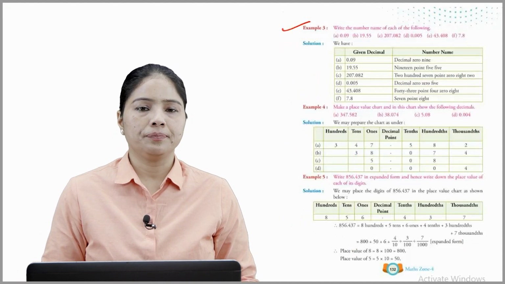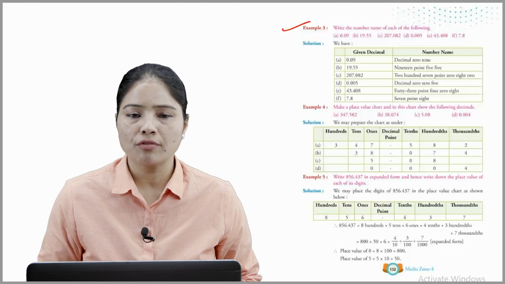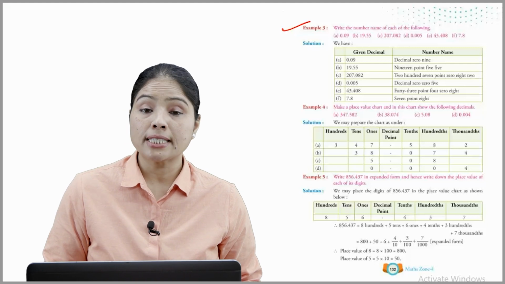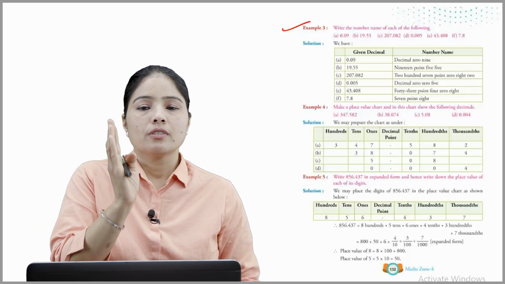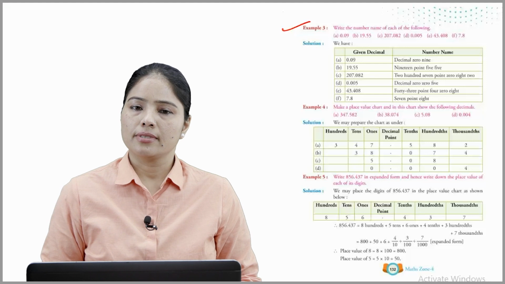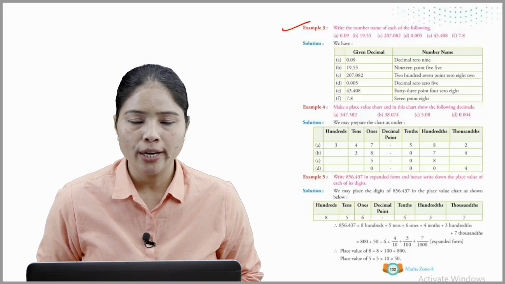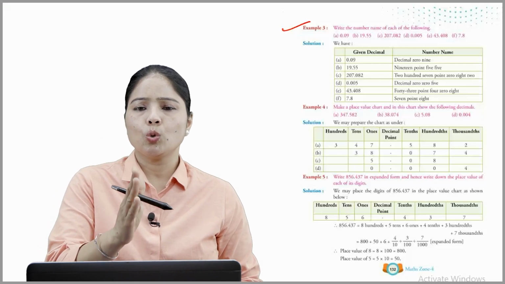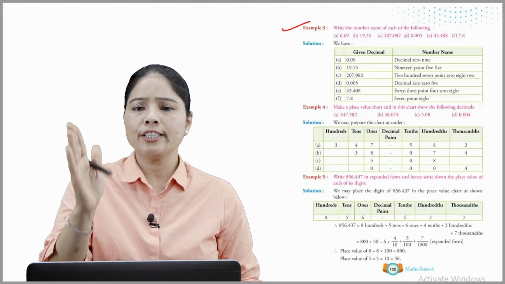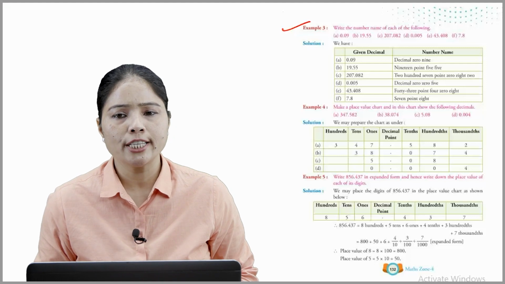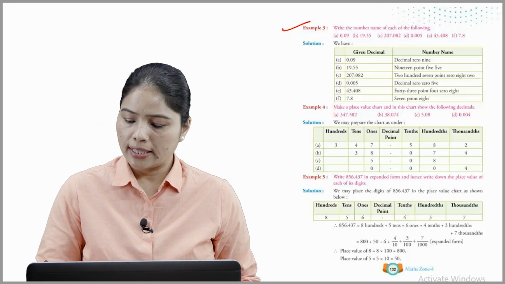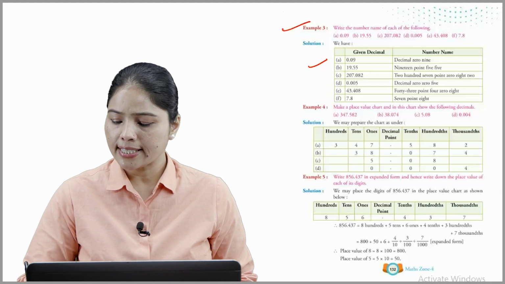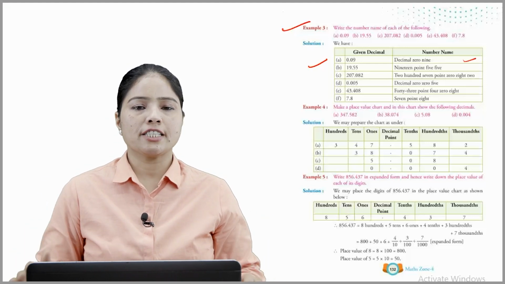Example number 3. Write the number name of each of the following. First one is 0.09. So how will we read 0.09? Decimal 09. Similarly 19.55. So 19.55. Then 207 point, or you can say 0.082. So these are the given decimals and their number names. So just do practice well, beta.